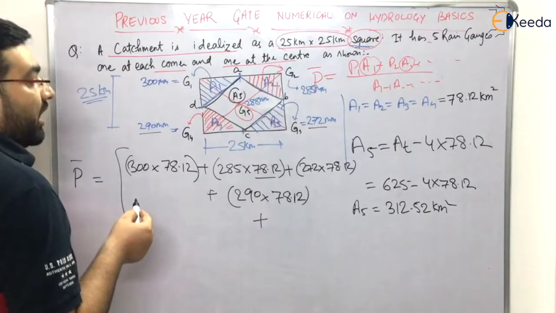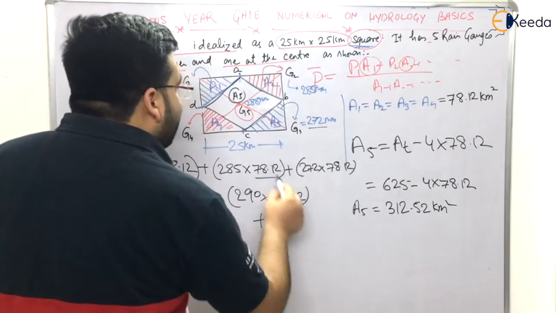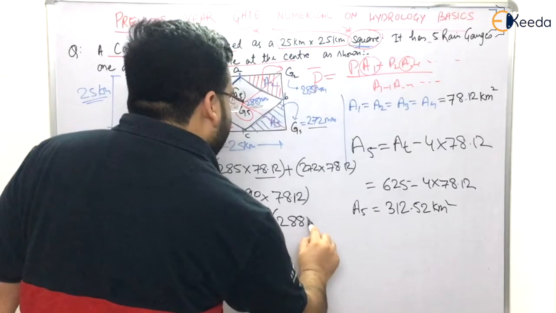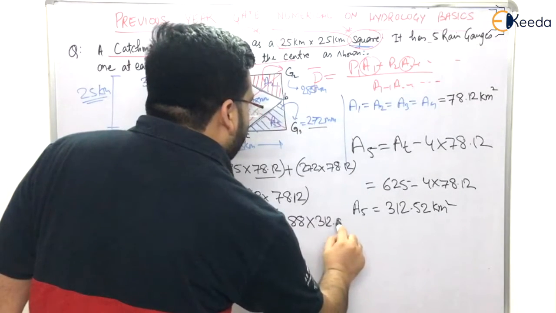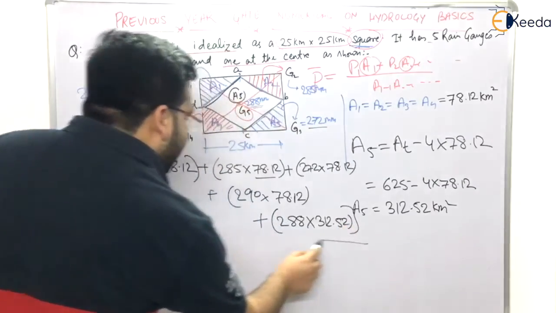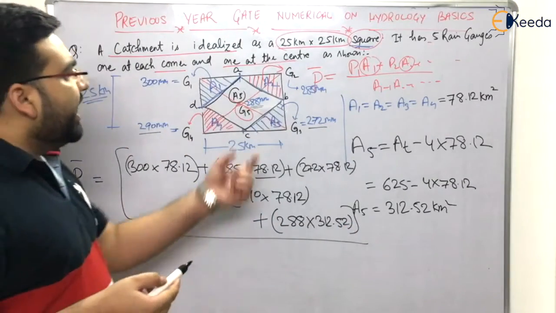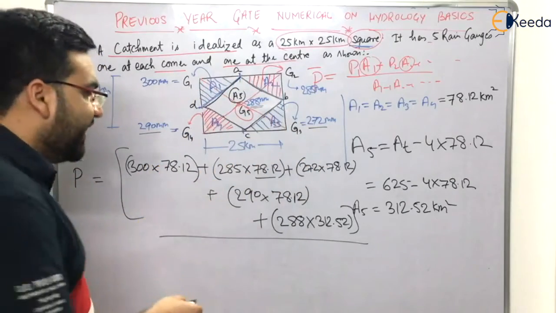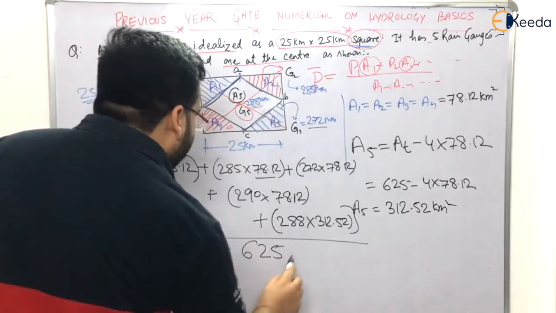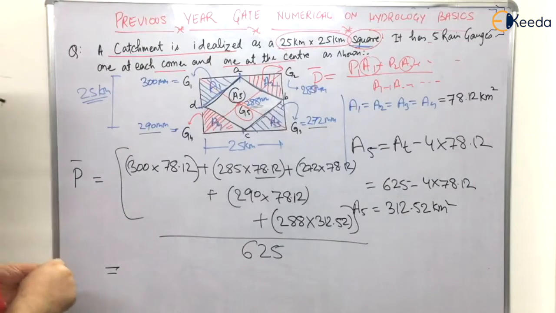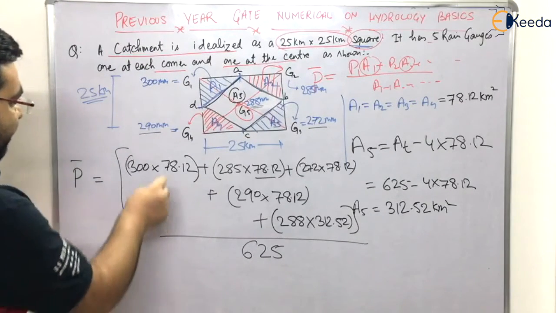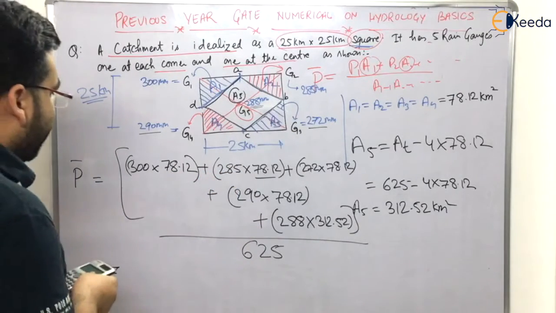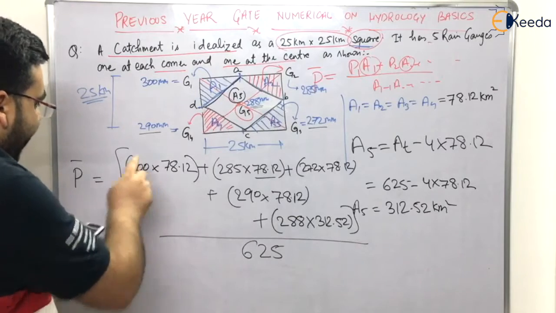So for the fifth one, the area is this much, right? And the precipitation is 288, that is 288 into 312.52, right? Divided by the total area. Total area would be 25 into 25, that is 625 kilometers square. So let me calculate how much the answer is. If I take just 78.12 common and add it, you will get the answer.